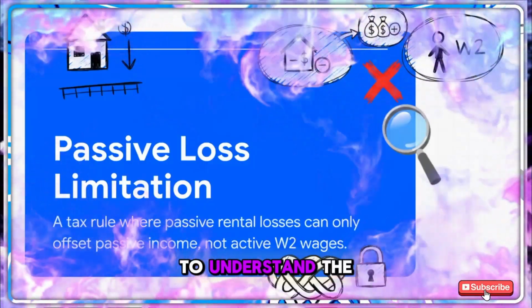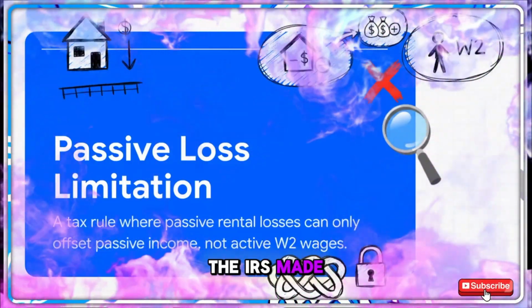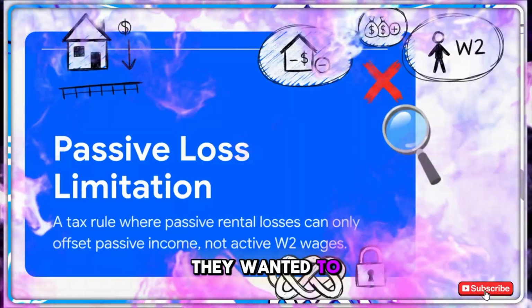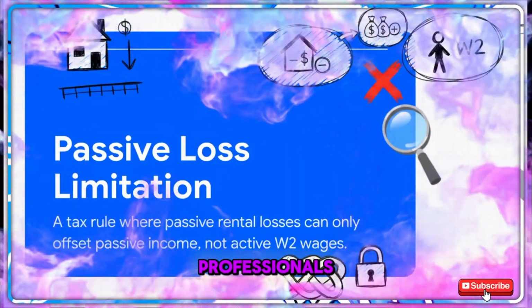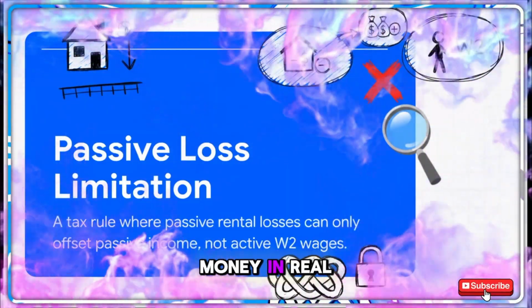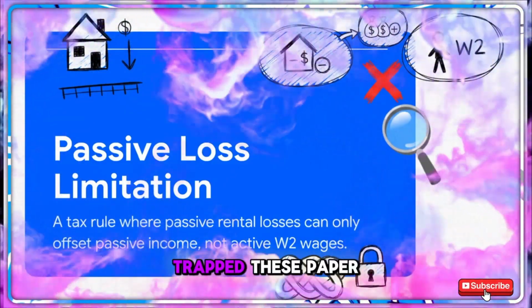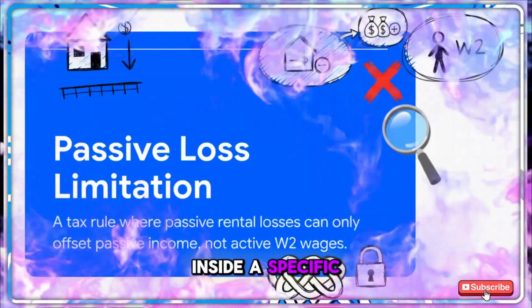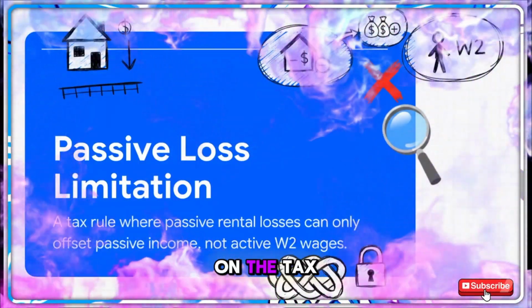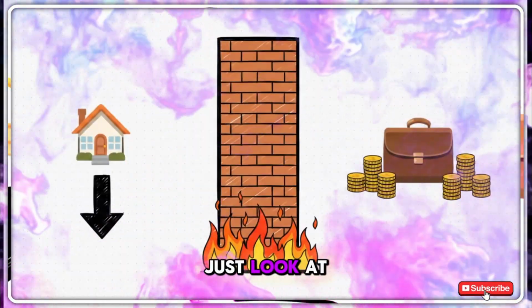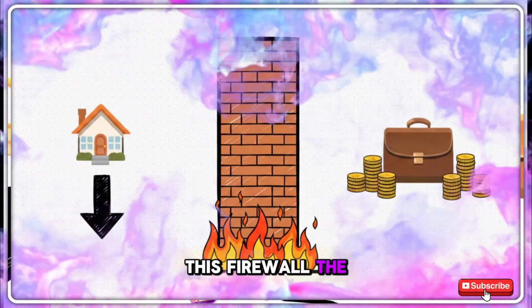You've really got to understand the implicit assumption the IRS made here. Basically, they wanted to curb tax shelters for high-earning professionals who were just parking their money in real estate without actually running the properties. So they explicitly trapped these paper losses inside a specific, totally isolated category on the tax return. Just look at this firewall the IRS built.